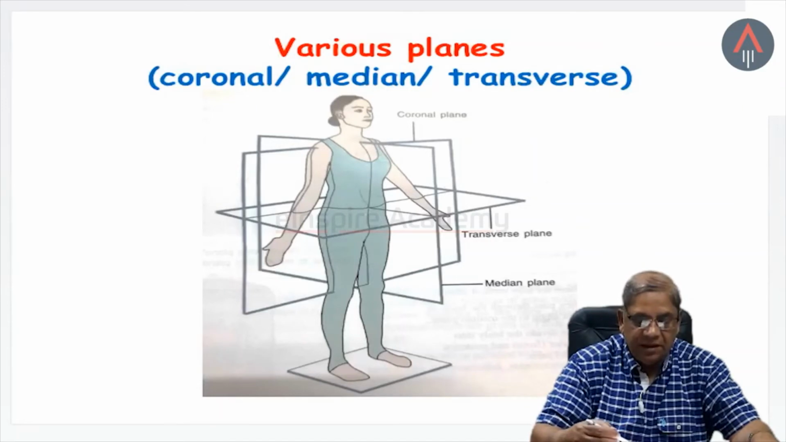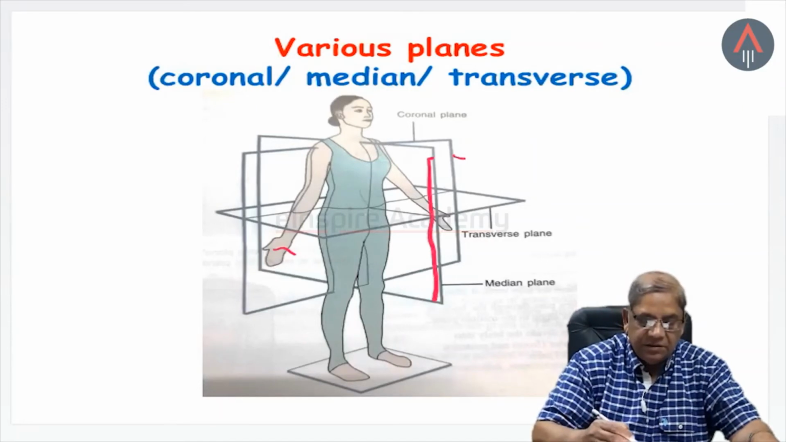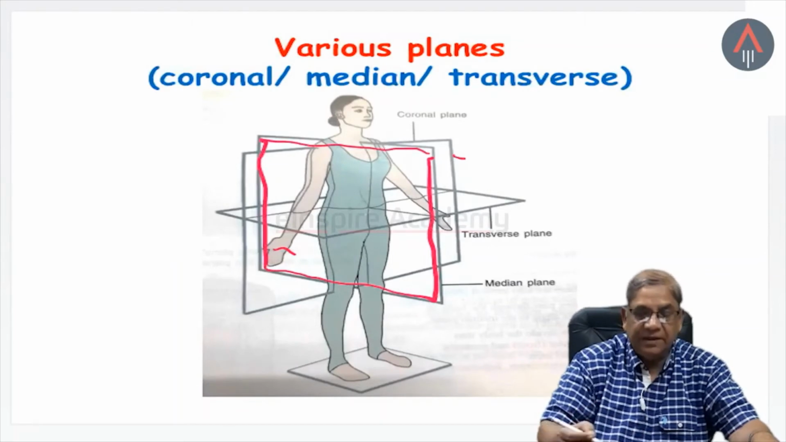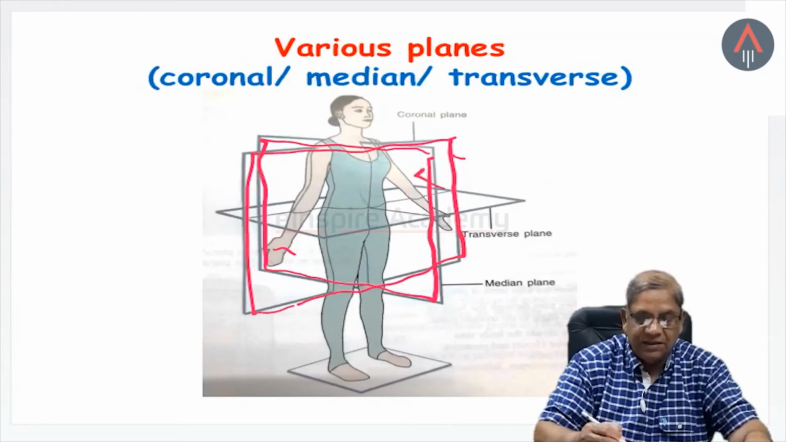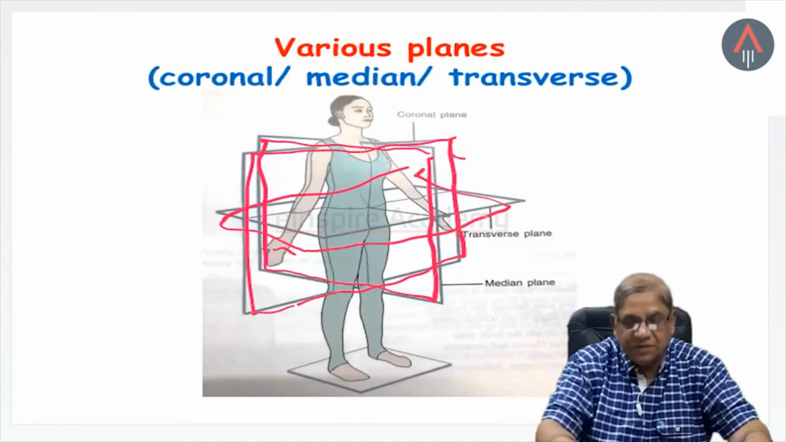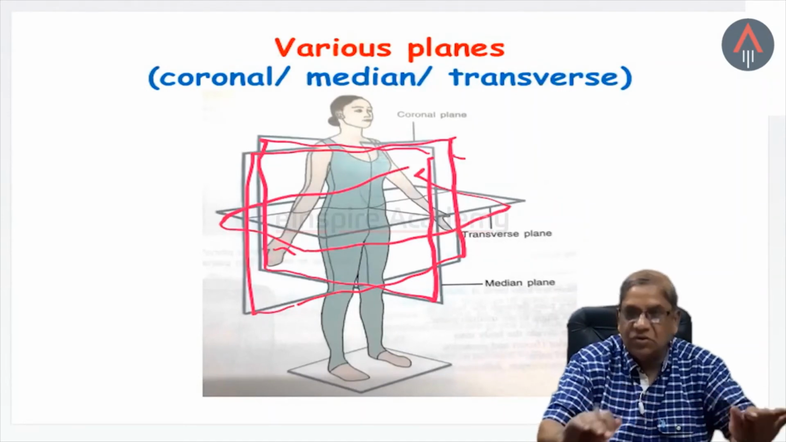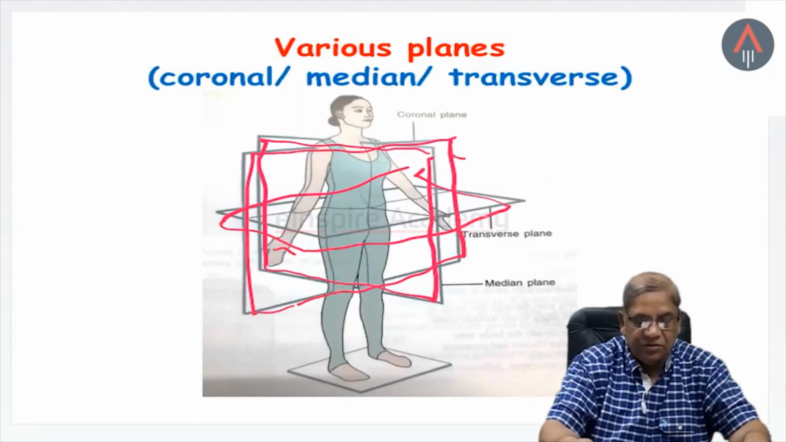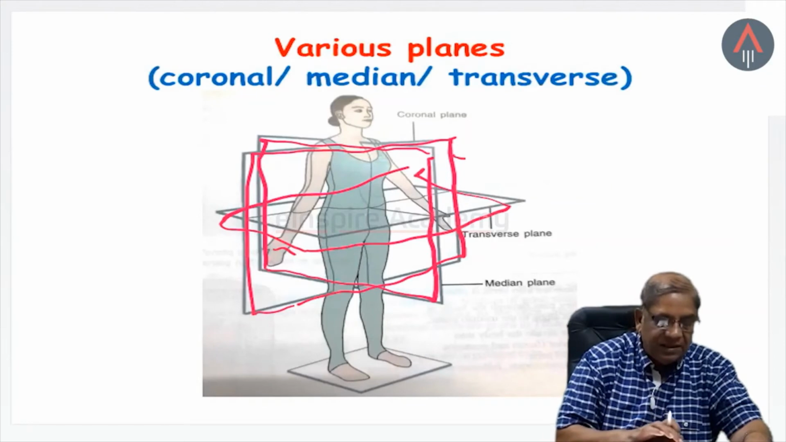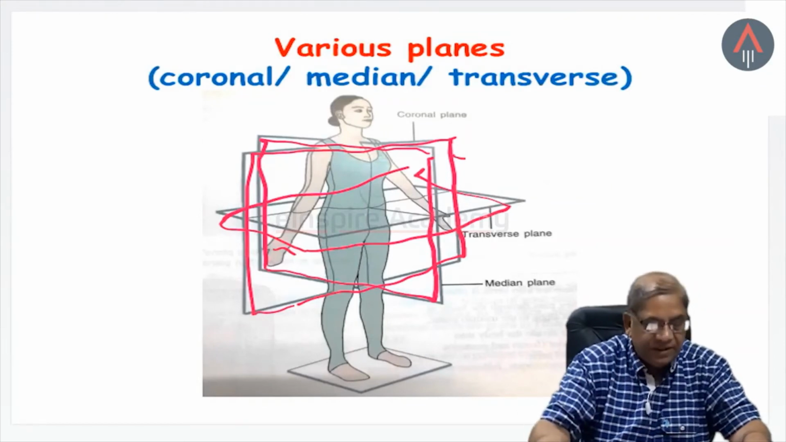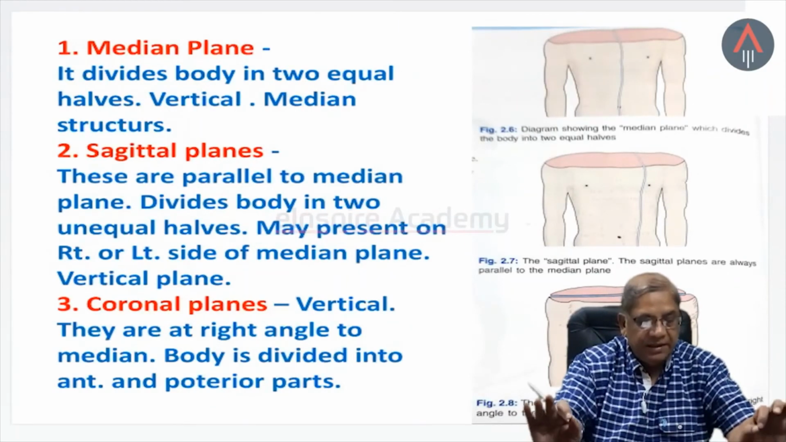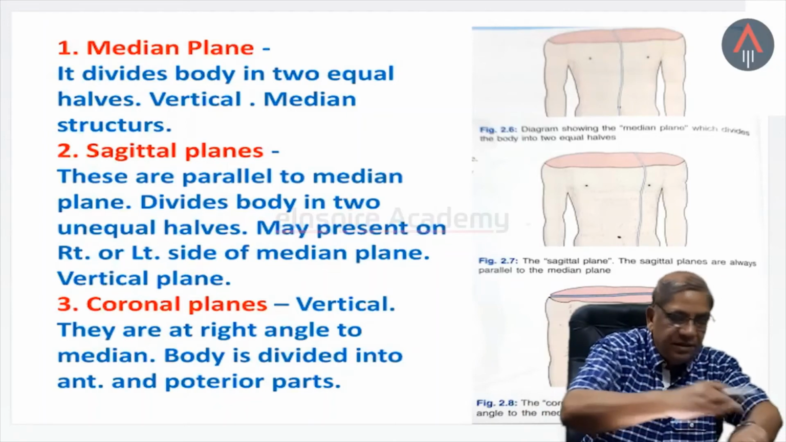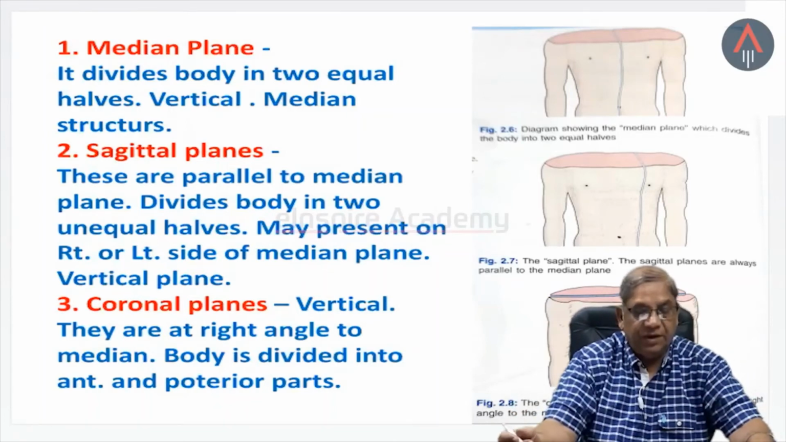See, this is the median plane. Then there is a plane which is at right angle to it, called the coronal plane, which is passing through the body. And then this third plane is the transverse plane. The sagittal plane is not shown in this diagram, but I will explain it later. So now you know these planes pass at different levels and positions in the body. Let's come to the first plane, the median plane.